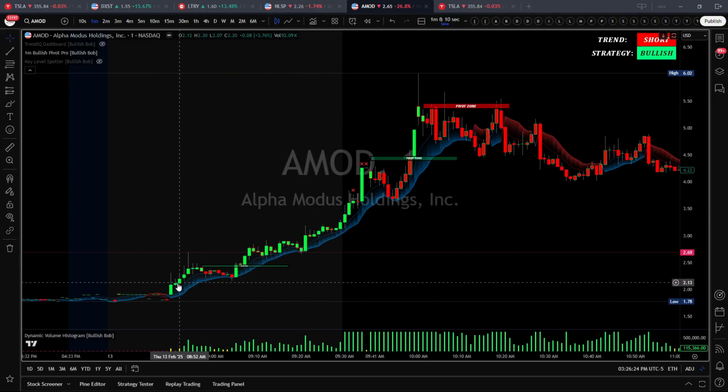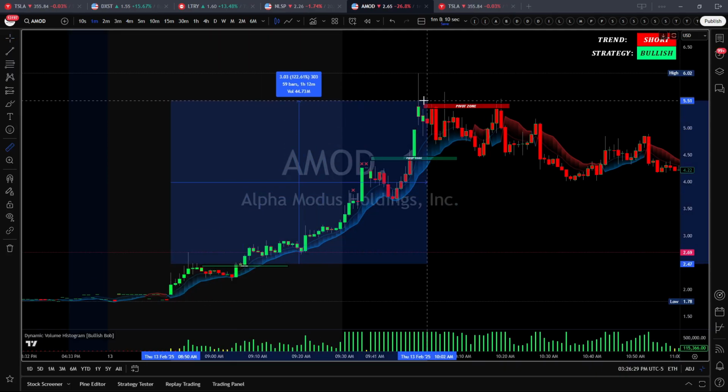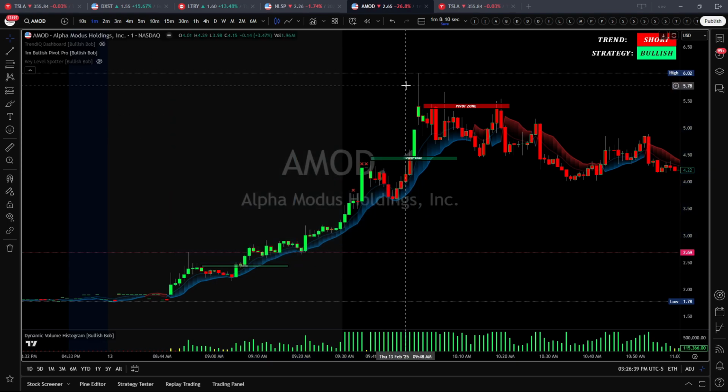So can you imagine in just a matter of minutes here, let's measure this again. Well, it should tell us what that was. 57 bars. So less than an hour, right? Less than 60 minutes here on AMOD, moved up 121% or 200% at the top of this move. That's beautiful, right? So now the best thing for us to do is analyze the chart and see how could we trade this type of stock?